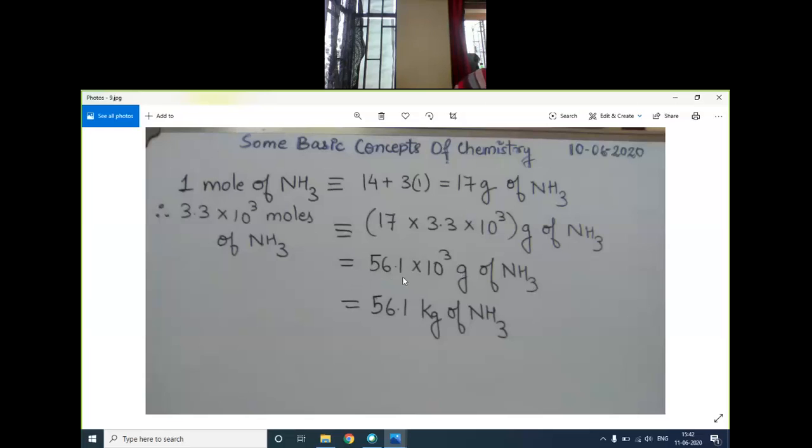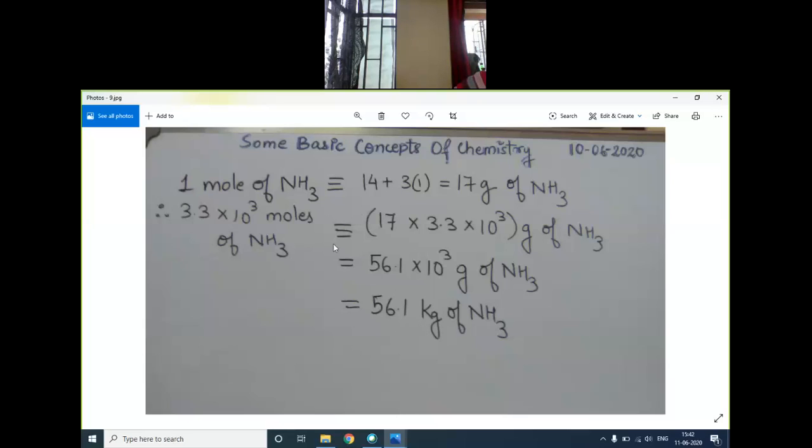Since we have to write in scientific notation, we can change into kilogram also. Gram to kilogram conversion, we have to divide by 1000. So 1000 will get cancelled with 10 to the power minus 3. So it will only come 56.1 kg of ammonia. Why are we converting in kg? If you don't convert, it's okay. But why are we converting in kg? Because in the question only, the reactant amount is given in kilogram. So we are converting in kilogram only.